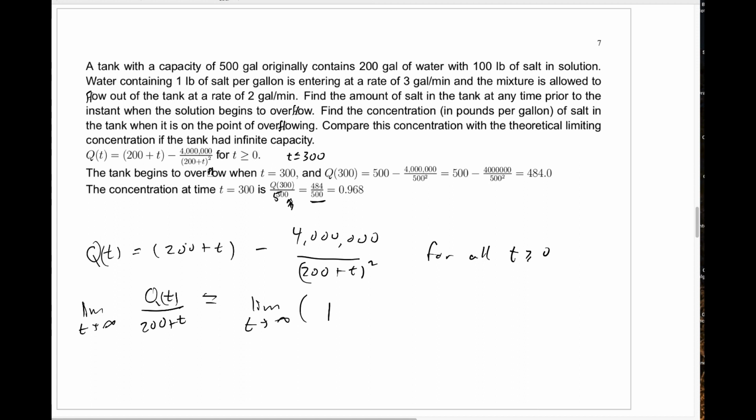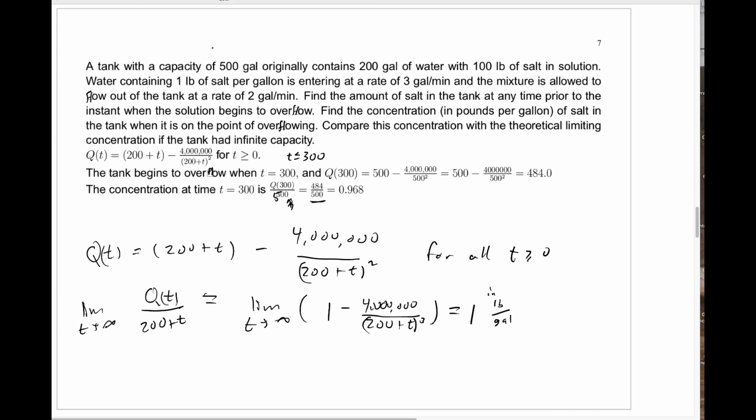That's (200 plus t) over (200 plus t) minus 4 million over (200 plus t) quantity cubed. And it's easy to see that this second term goes to 0, so this limiting concentration is 1. And remember, the units here will be in pounds per gallon. So if this just kept going on in a bigger tank, it eventually would approach 1 pound per gallon.